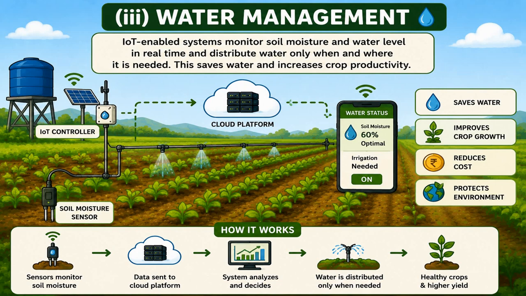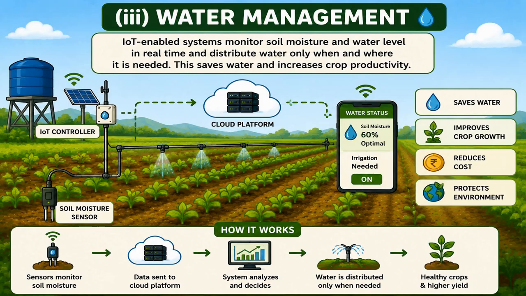Now here you can see how smart farming technology helps the farmers use water efficiently and avoid wasting valuable water resources. So in the field you will be having a soil moisture sensor which continuously checks the moisture level of the soil. The sensor sends the information to the IoT controller, and then to a cloud platform through the internet. Then the cloud system stores and analyzes the data to determine whether the crops need water. Then the analyzed information is displayed on a mobile phone, allowing the farmers to monitor field conditions from anywhere.